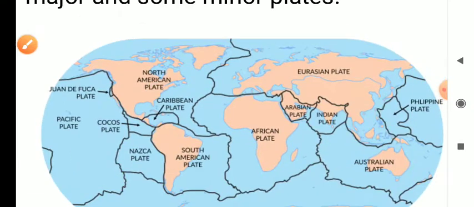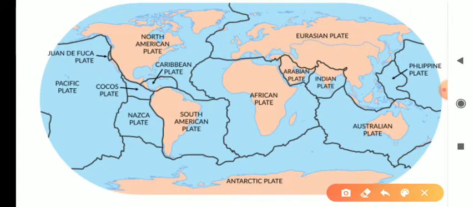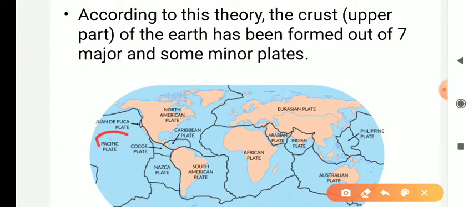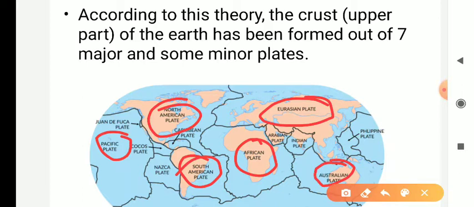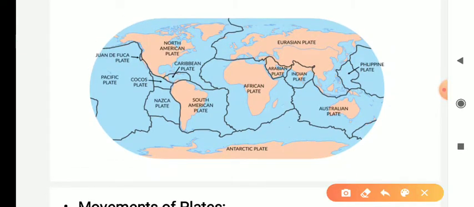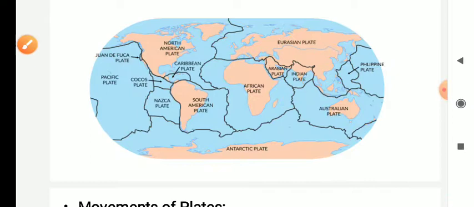Okay, clear? So the whole earth's lithosphere is divided into some lithospheric plates. These plates you can see now, Pacific plate. These are big major plates. Big plates are called major plates, small plates are called minor plates. It is formed of 7 major plates and some minor plates. The 7 major plates: first Pacific plate, second North American plate, South American plate, African plate, Eurasian plate, Australian plate, and at the last Antarctic plate. The leftover are minor plates: Juan de Fuca plate, Nazca plate, Cocos plate, Caribbean plate, Indian plate, Arabian plate, Philippines plate.